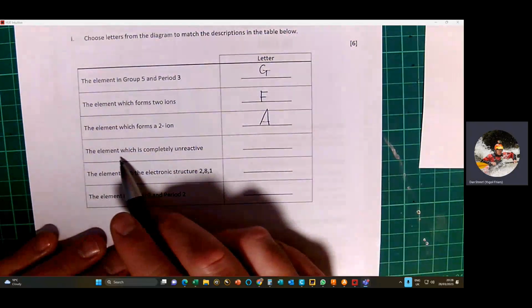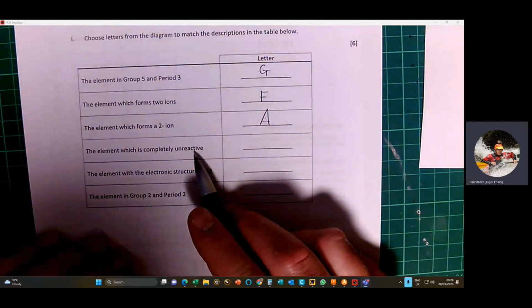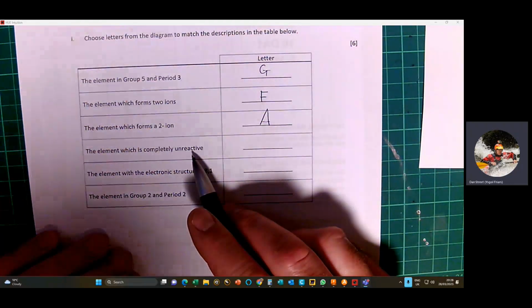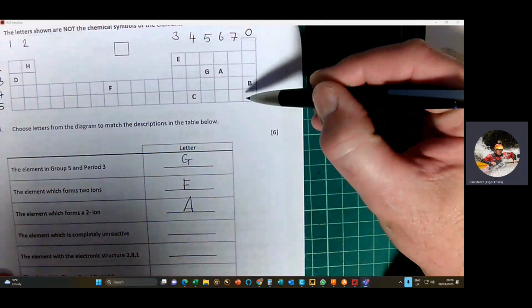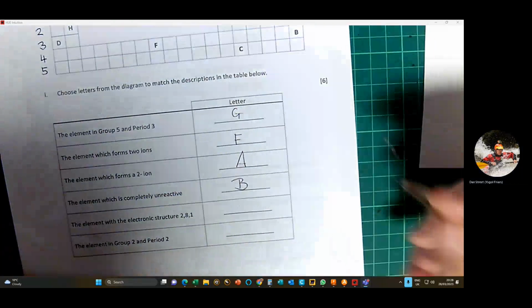The next question asks us for an element which is completely unreactive. Now, the elements that are unreactive are those with a full outer shell, and the elements with a full outer shell are the ones in group 0. Okay, so the only reasonable answer is B.